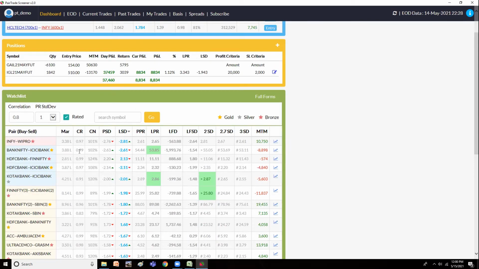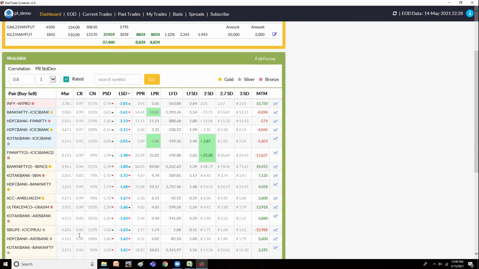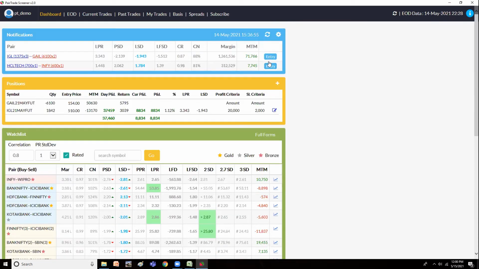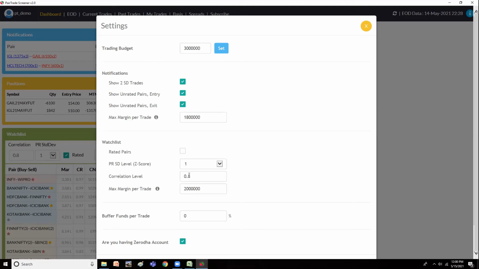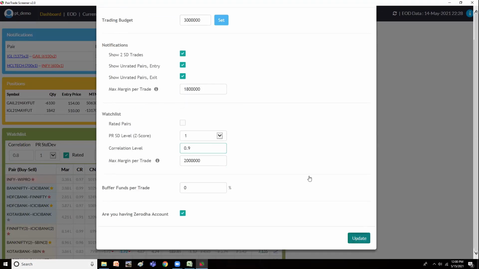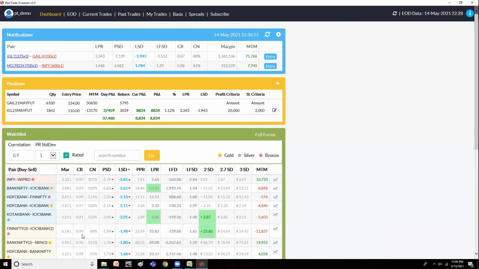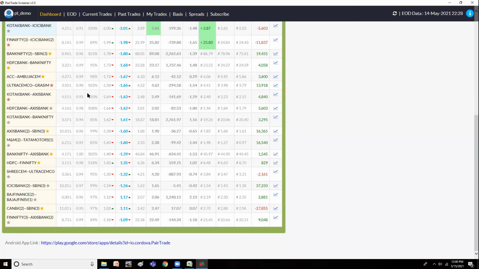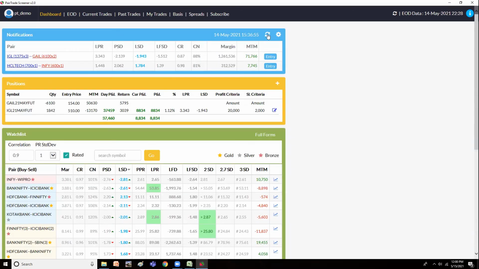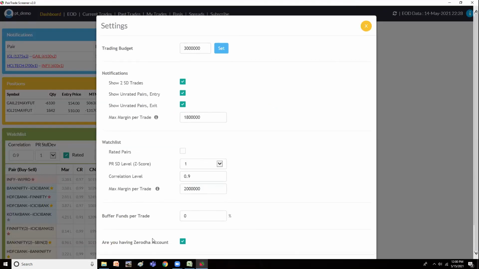Here correlation all will be above 80. So someone would say, I want to initiate only anything which is above 90. So only the correlation which is above 90s are displayed here. So everything is based on your setting.